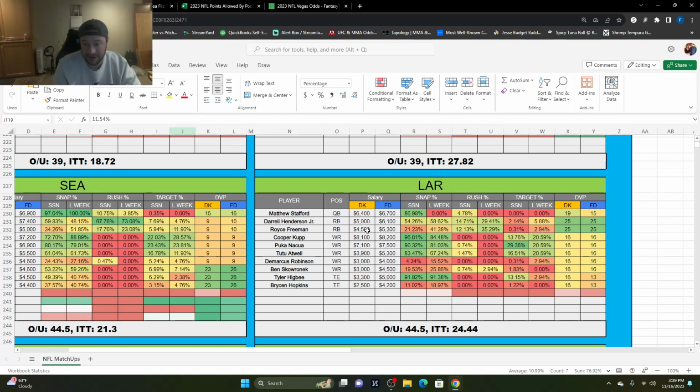So in this matchup, I do like Stafford. Tournament-wise, I'm okay with some of the running backs. Wide receivers, I'm okay with Kupp and Nakua, probably more Kupp, though. I don't really want much to do with the tight ends, to be completely honest with you. So that is the main slate breakdown.